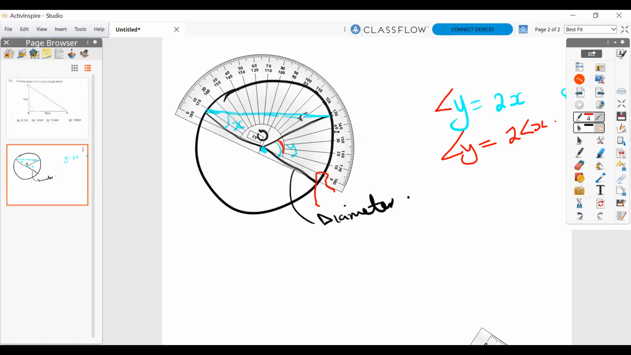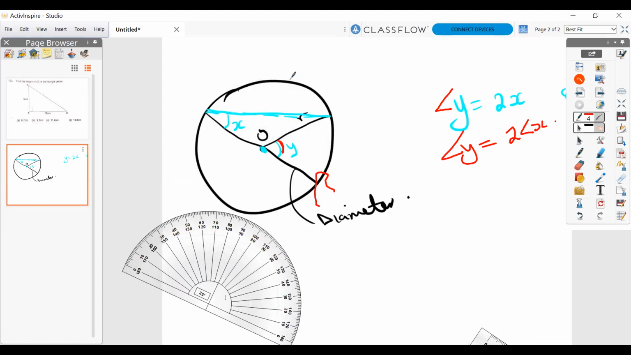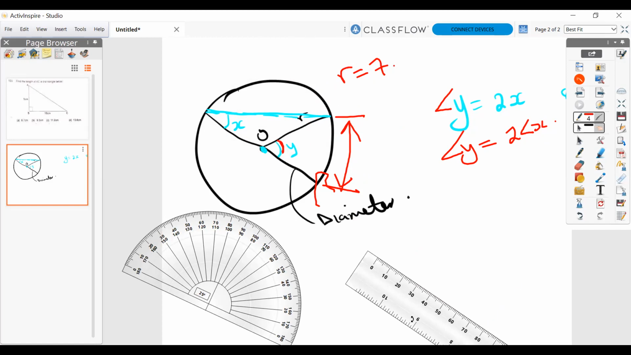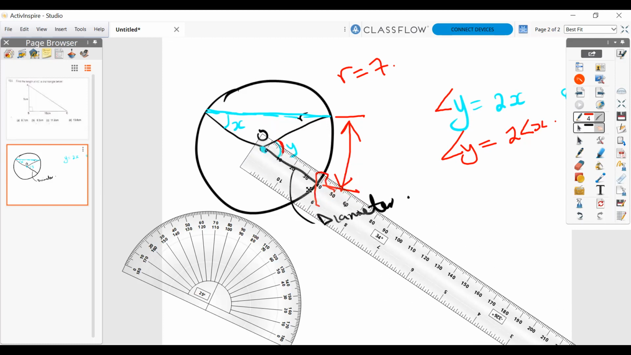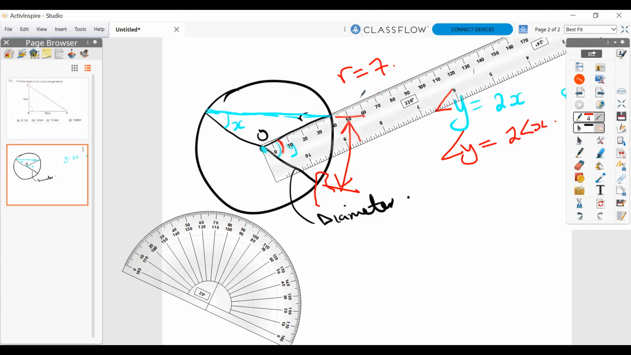Now, sometimes they can say find the length of the arc. This is the arc from here to here. Find that length there. If they have given you maybe the radius, for example, radius is equal to 7, you can just use your ruler and you try to get this one here, and then try to get how many centimeters or how many units are in the radius. So, kind of a ratio.